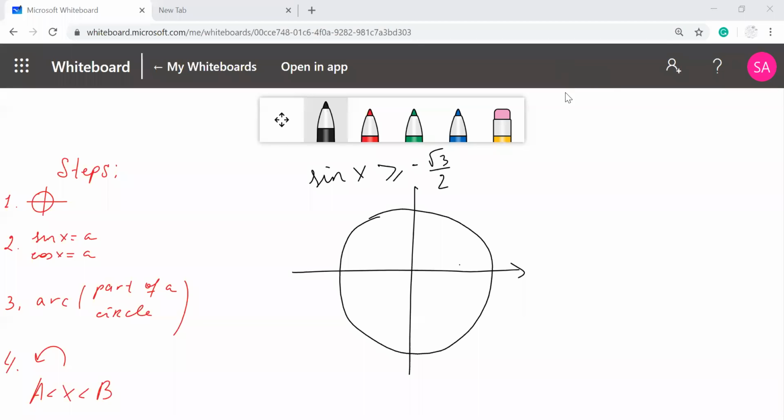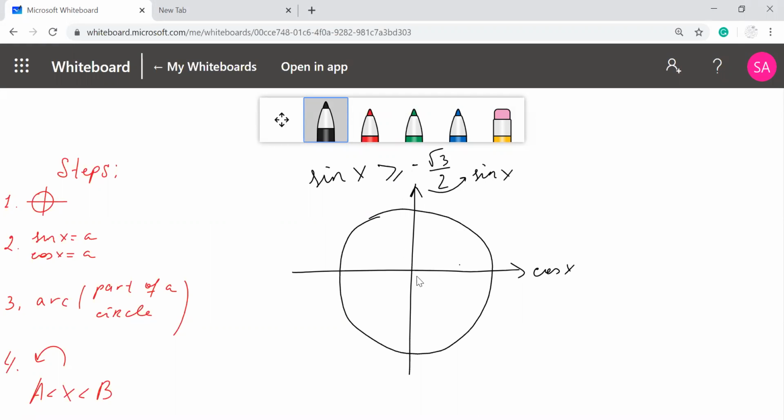Good day, everyone. Let's solve this inequality, sin x greater or equal to negative root 3 over 2 using the four-step rule. As you can see, our first step would be drawing the unit circle. I almost finished the first step. Here we also have to label our axes: here we have cosine x, here we have sin x, right?